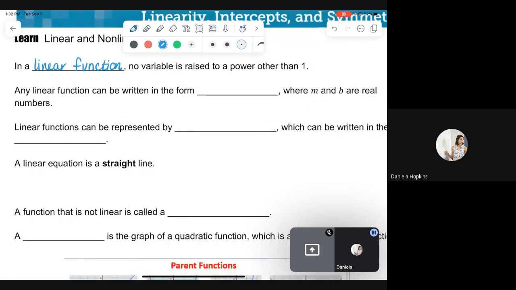Any linear function can be written in the form y equals mx plus b. This should look really familiar to you, where m and b are real numbers.